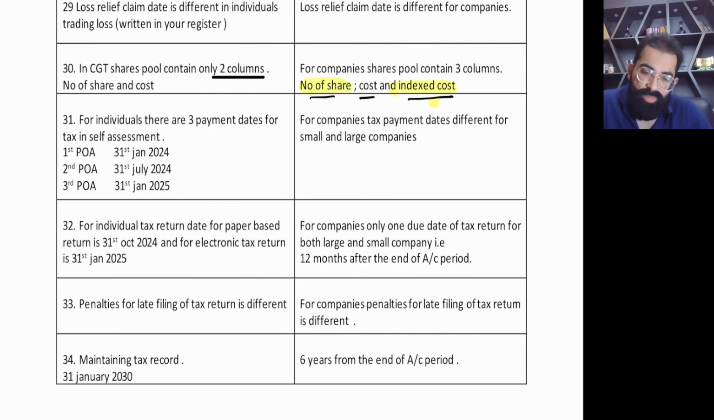Then you have, for individuals, 3 tax payments. Hope you remember self-assessment for individuals.